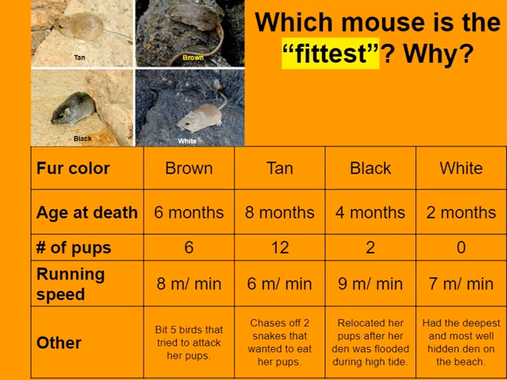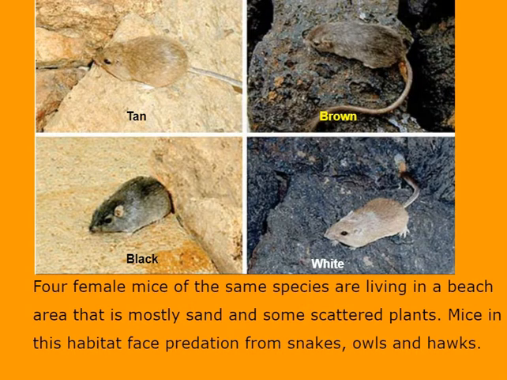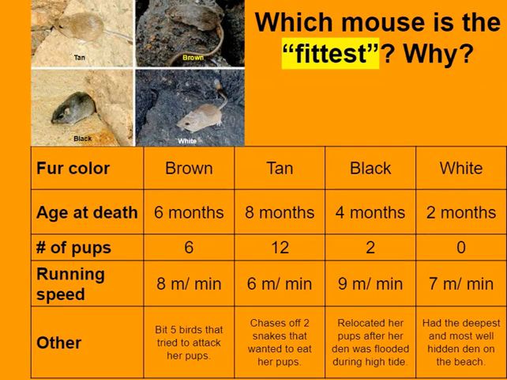So, based on this information, you need to be thinking about 2 things when you're thinking about which mouse is the quote-unquote fittest, and then why. We're talking about success here. We're talking about adaptations that help them survive. It probably has to do with coloration, although they're not giving a lot of detail about that. It did say that their predators were snakes, owls, and hawks. So 2 of those predators are looking at them from above, and so probably the coloration does make a difference as far as blending into their environment.